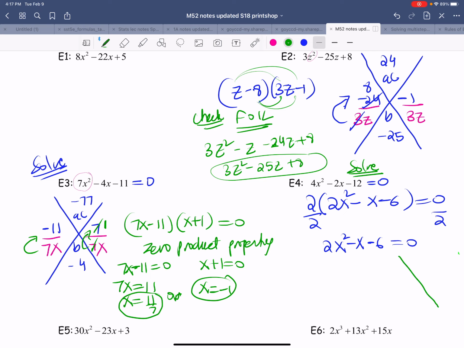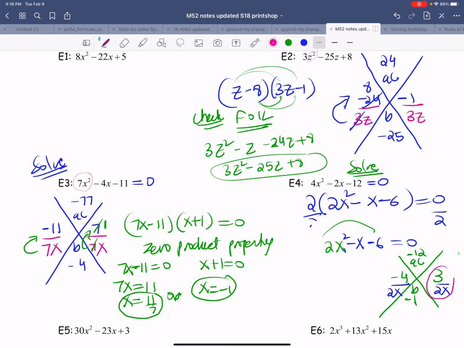Now it's time to do the x method. A times c goes on the top, b goes on the bottom. 2 times, this was 2x squared. 2 times -6 is -12, b is -1. Two numbers that multiply to give you -12 and add up to give you -1 are -4 and 3. And my first number in this case is 2x and 2x. So I'm going to go ahead and write that, and divide both sides with that.